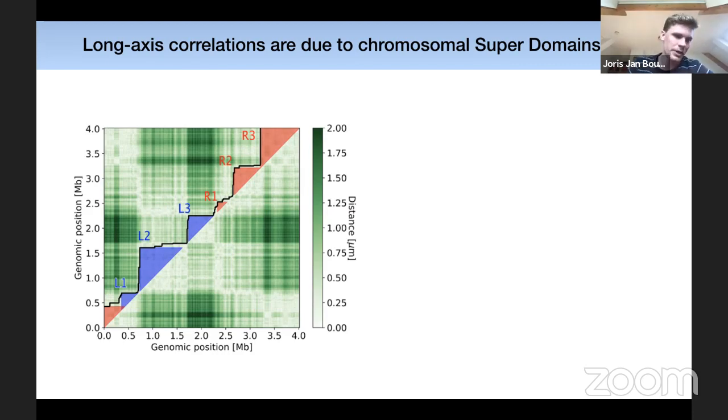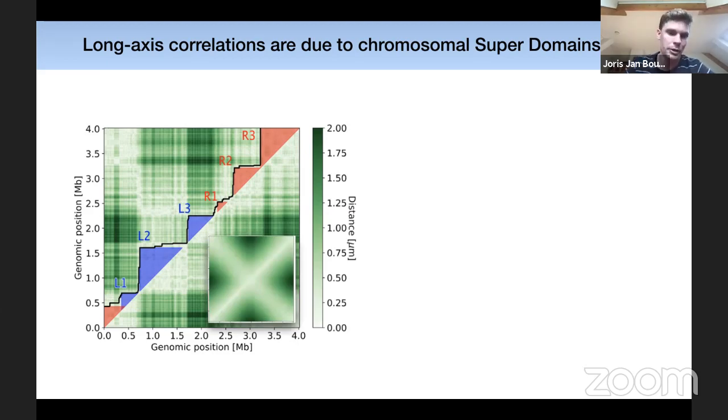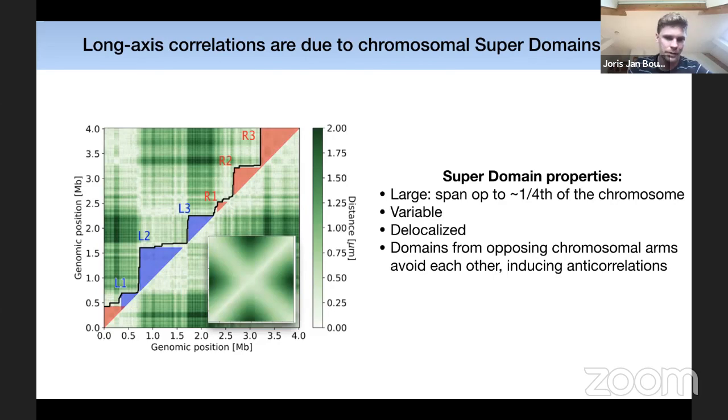The interesting feature is that if we now take an average over all single cell states, the structure disappears again. So what we see from this is that the structures are quite variable, and they're not localized to specific points. I won't show you all the details of the analysis, but what we basically found is that they are quite large, variable and delocalized.